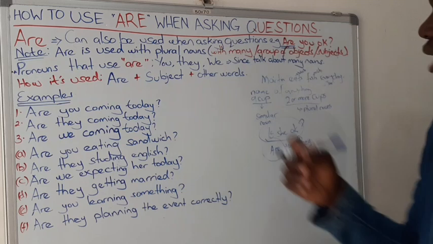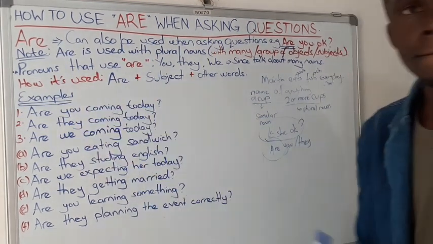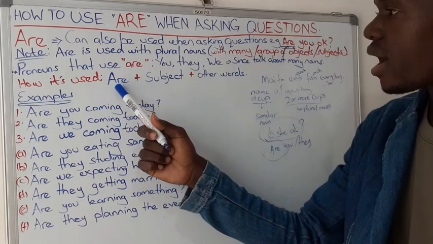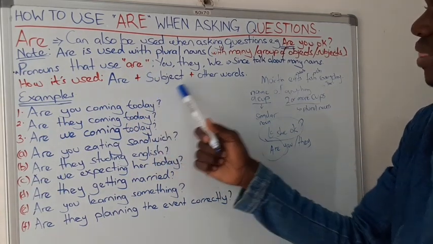Hope now you understand when I say subject, verb, and object. So how do we use "are"? We first put "are" at the start. We add on the subject.